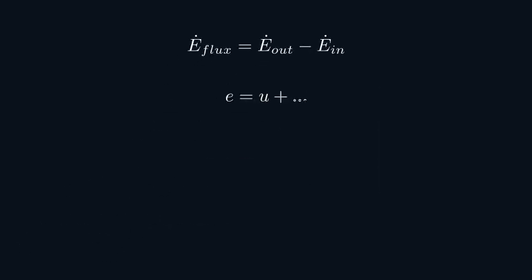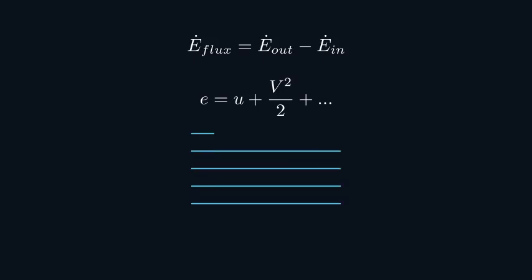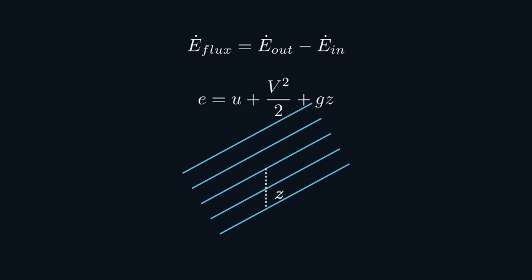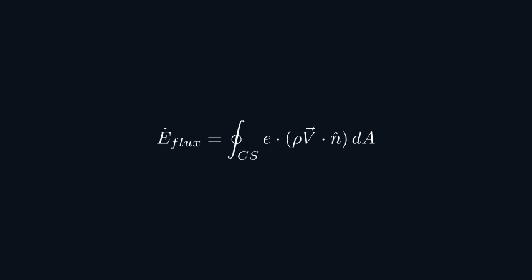Now, what about the energy flux term? Mass in motion carries energy in three forms: internal energy from molecular motion, kinetic energy from the bulk motion of the fluid, and potential energy from its height in a gravitational field. The rate of energy flow across a small area dA is then this energy per mass, E, times the mass flow rate through that area.